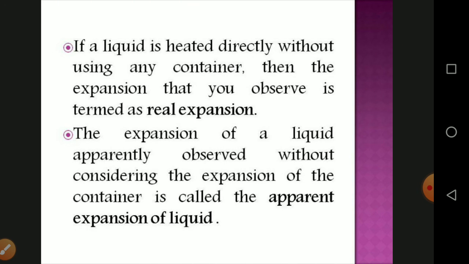If a liquid is heated directly without using any container, then the expansion that you observe is the real expansion. The expansion of a liquid apparently observed without considering the expansion of the container is called the apparent expansion of the liquid.